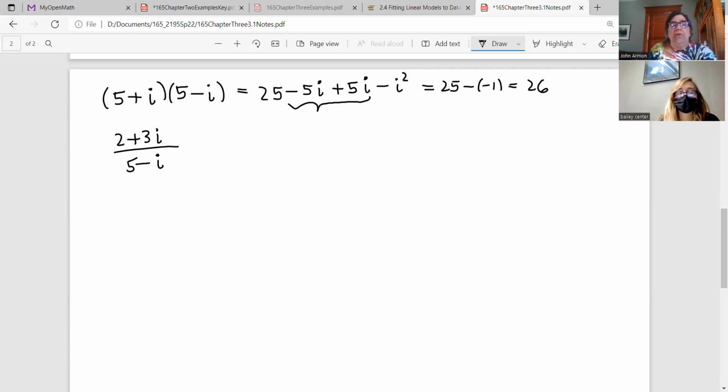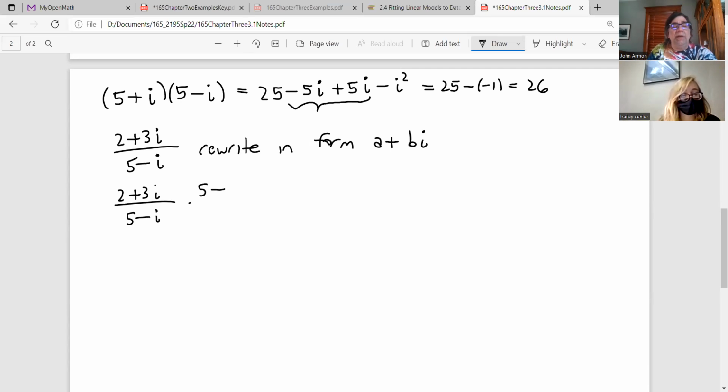What you're actually doing is you're rewriting it in this form, a plus b times i. And in order to do that, you need to make the denominator a real number. How do you make the denominator a real number? I can multiply 5 minus i by 5 plus i, and that's going to give me 26. But you must make sure to multiply the numerator by that same number.